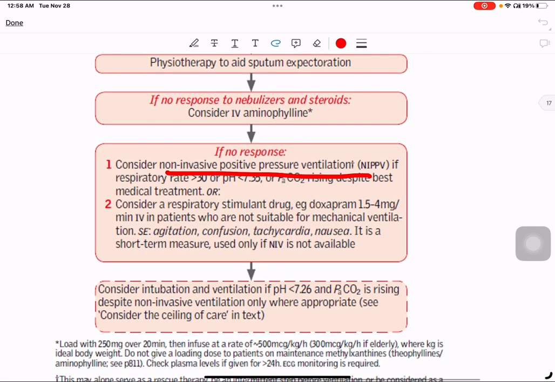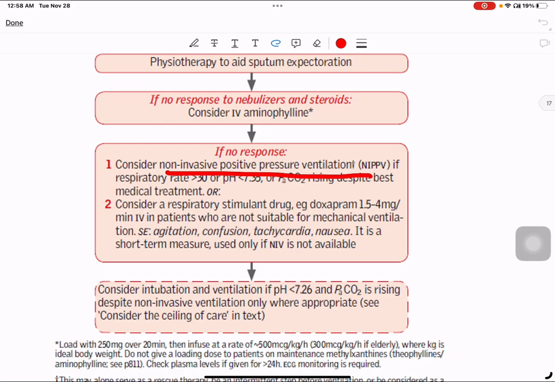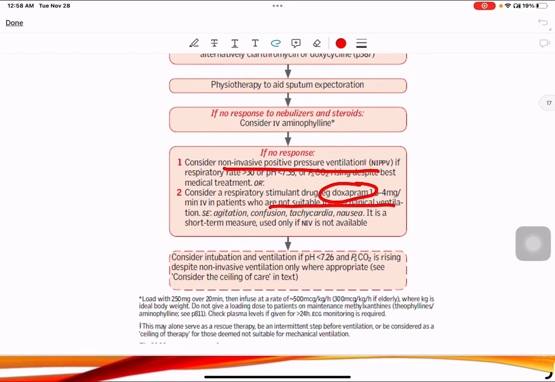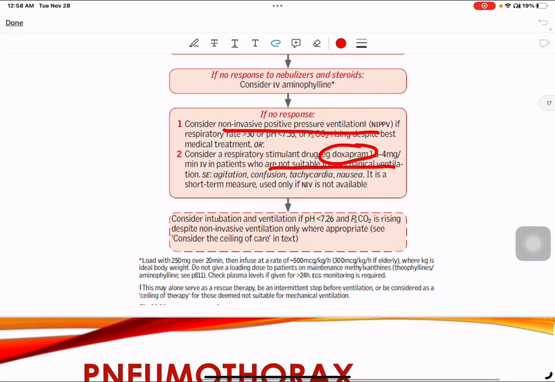Consider a respiratory stimulant drug, that is doxapram, 1.5 to 4 milligram oral or IV, for those who are not suitable for mechanical ventilation. Doxapram is a respiratory stimulant. It can be given to patients who have agitation, confusion, tachycardia, nausea. It is a short-term measure, and it is given if NIV is not available.